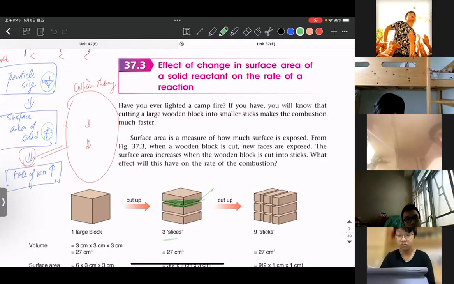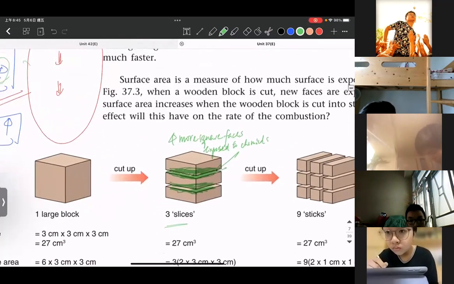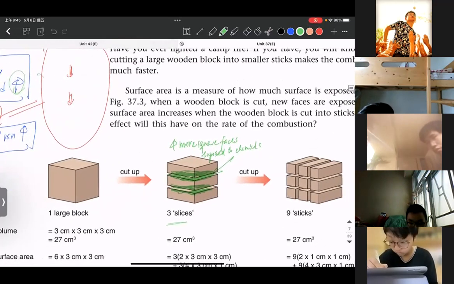Now, similarly, the one at the bottom, this bottom layer above, okay? So altogether, we have got 4 more phases. Can you see that? 4 more square phases, okay? Exposed. Exposed to what? Exposed to another chemical. Now, it depends on where they will be put. If it is put with acid, the acid can also react from here.